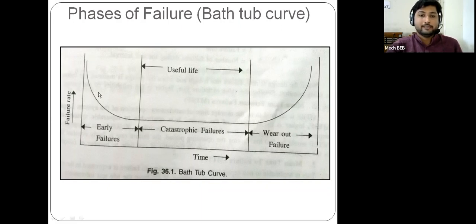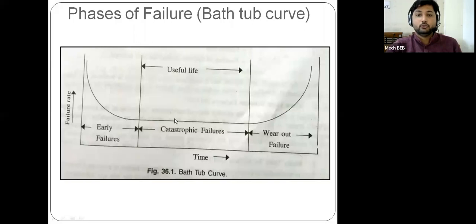Now if the product sustains during this early failure period, during the design phase, the prototyping phase, the manufacturing phase, and the further tests required to check the reliability of that particular product, then in the next useful phase that product will be delivered to the customer.